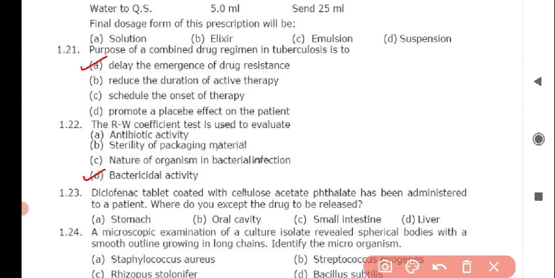Next question is, diclofenac tablet coated with cellulose acetate phthalate has been administered to a patient. Where do you expect the drug to be released? So the correct answer for this question is option C, that is small intestine.